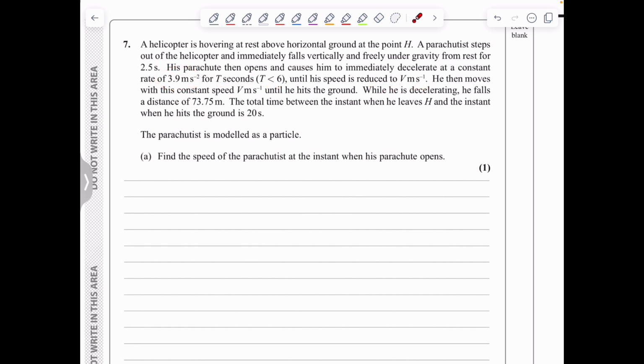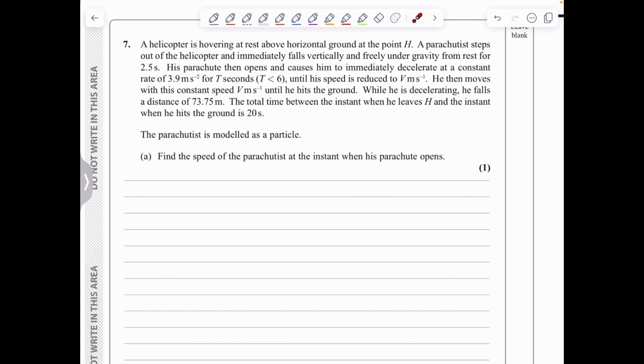He then moves with this constant V until he hits the ground. While he's decelerating, he falls a distance of 73.75 meters, and the total time between the instant he leaves the helicopter and the instant he hits the ground is 20 seconds. We need to find the speed of the parachutist the instant when his parachute opens.